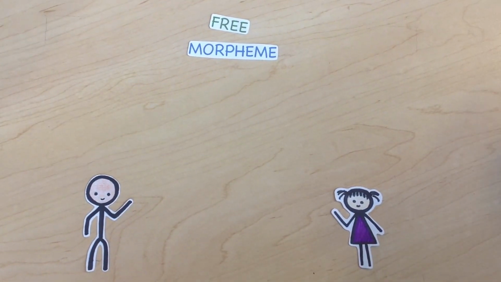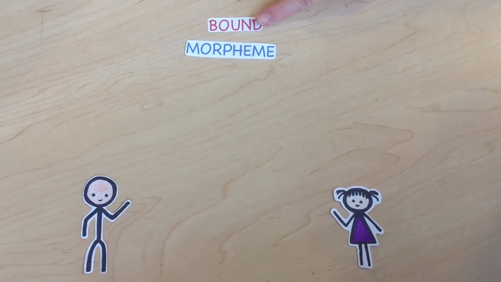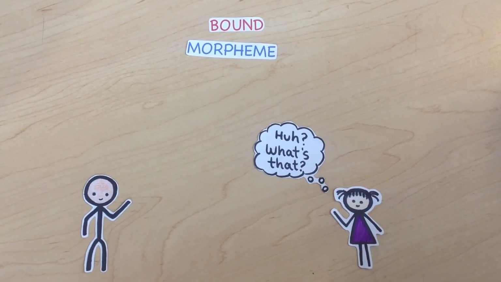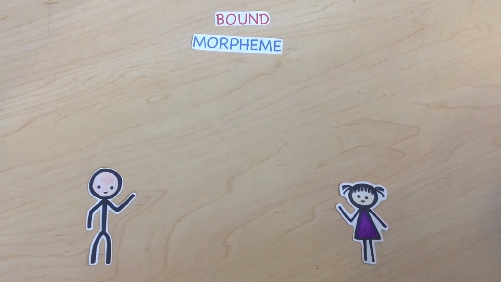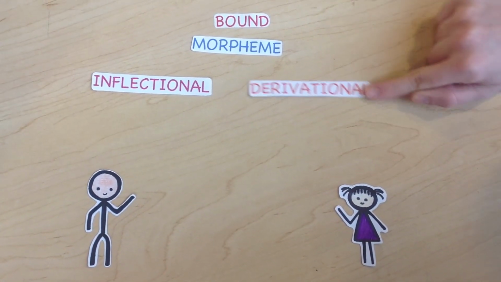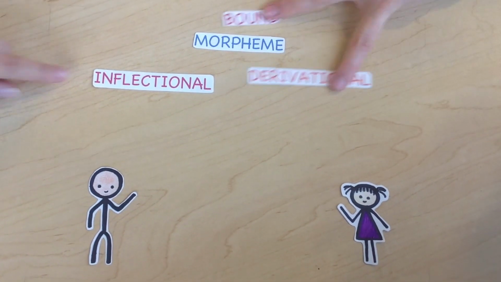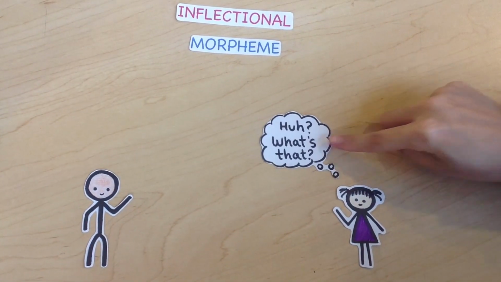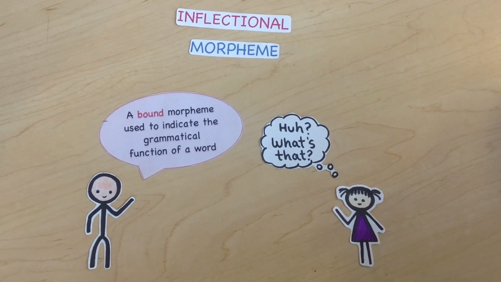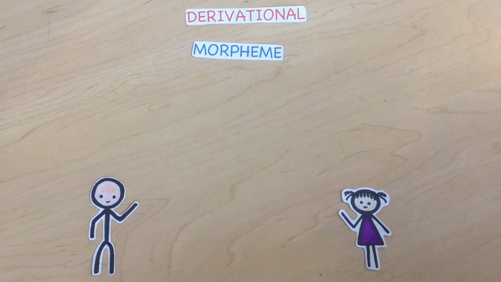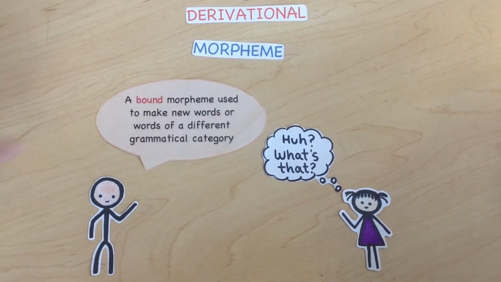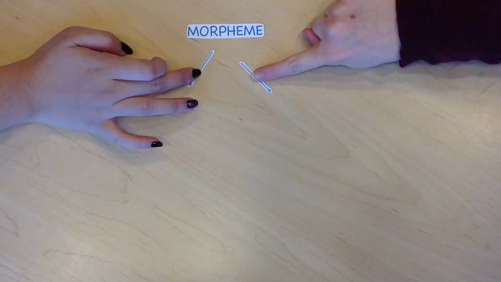The second category is the bound morpheme. A bound morpheme is a unit of meaning that cannot stand by itself. There are two subcategories under bound morphemes. There are the inflectional or the derivational bound morphemes. The inflectional morpheme is a bound morpheme used to indicate the grammatical function of a word. On the other hand, the derivational morpheme is a bound morpheme used to make new words or words of a different grammatical category. We can use our trusty tree diagram to illustrate what we covered.